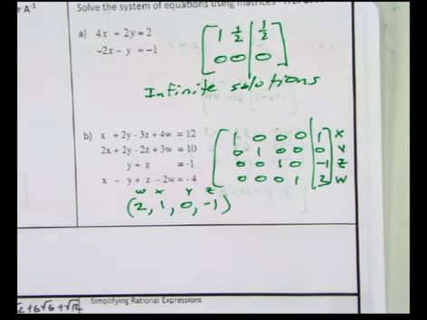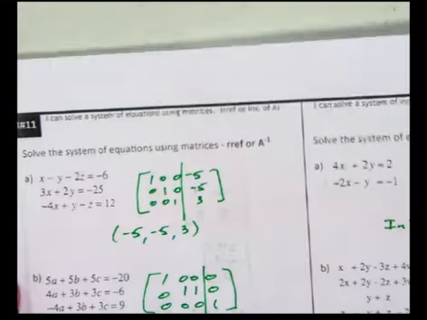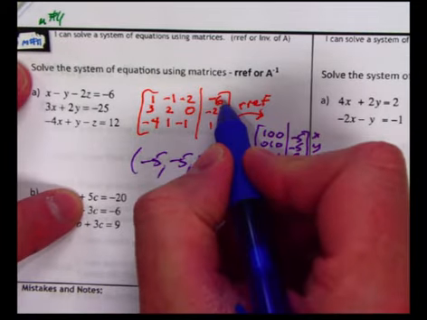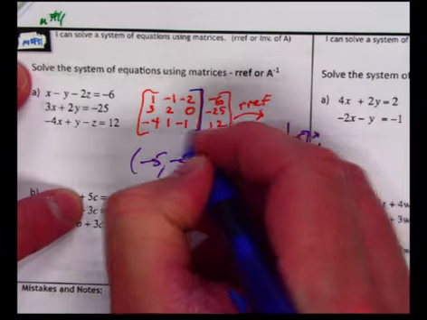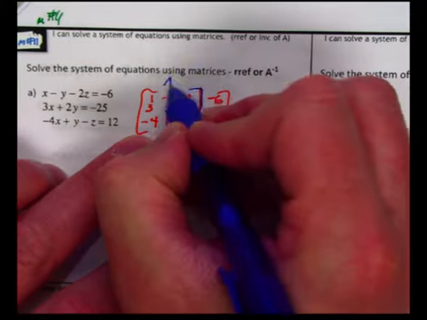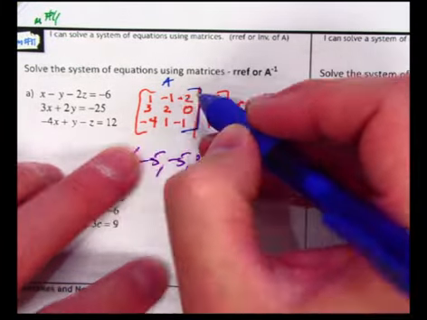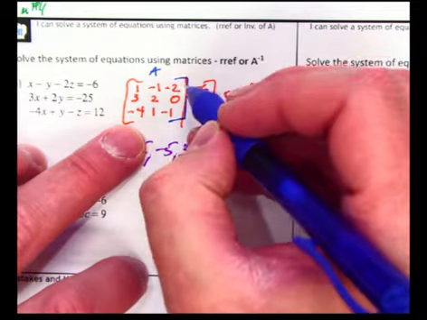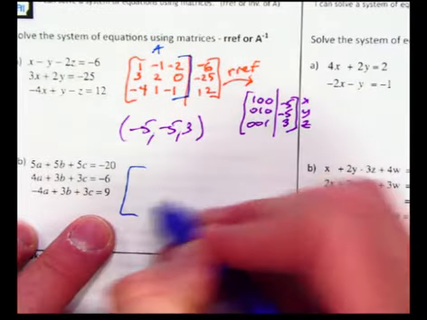Now that's only the rref method. If you wanted to do the A inverse method, which we didn't really show here, what you would do is you would build your matrix like this, but you wouldn't have the augmented part. You would have just this part. So this would be your matrix A, and then your matrix A is getting multiplied by the variable matrix. So you'd have your matrix A here.